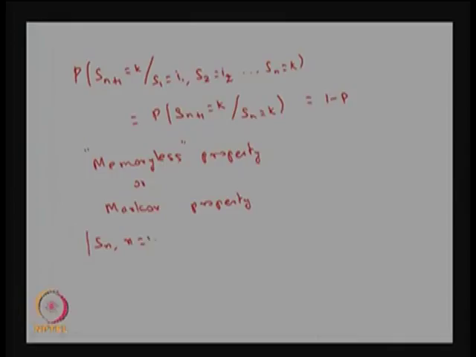The stochastic process S n satisfying the Markov property or memoryless property is called a Markov process. The stochastic process satisfying the memoryless property or Markov property is called a Markov process. In this example, the stochastic process S n is a discrete time, discrete state stochastic process.